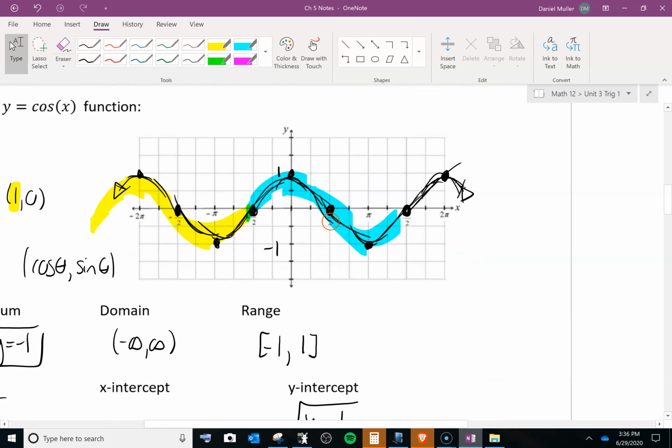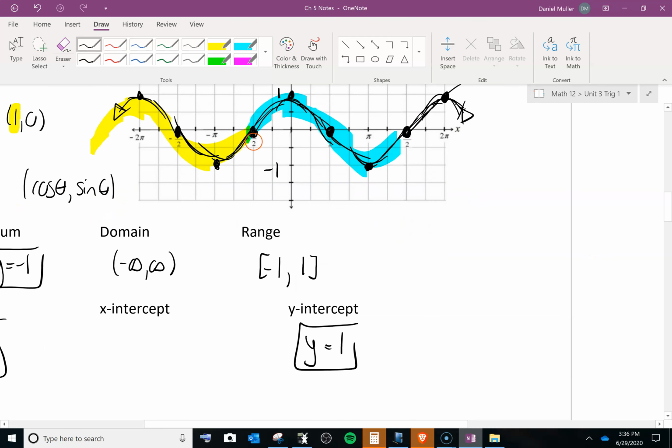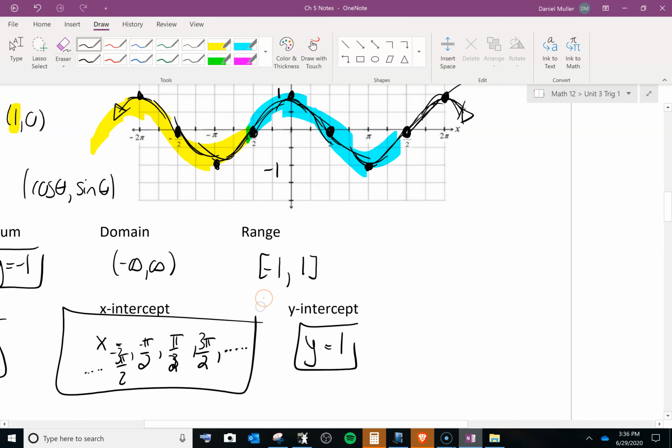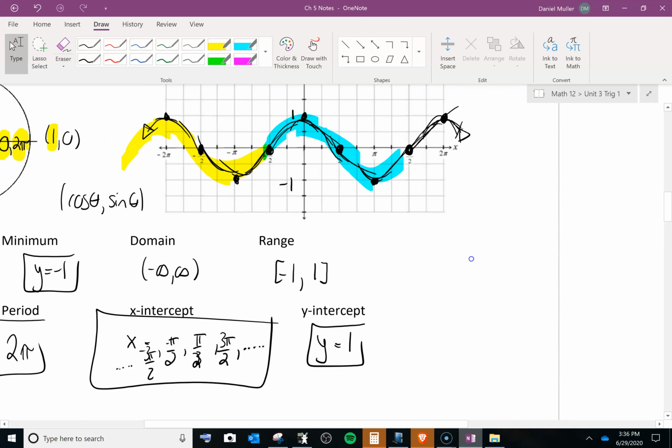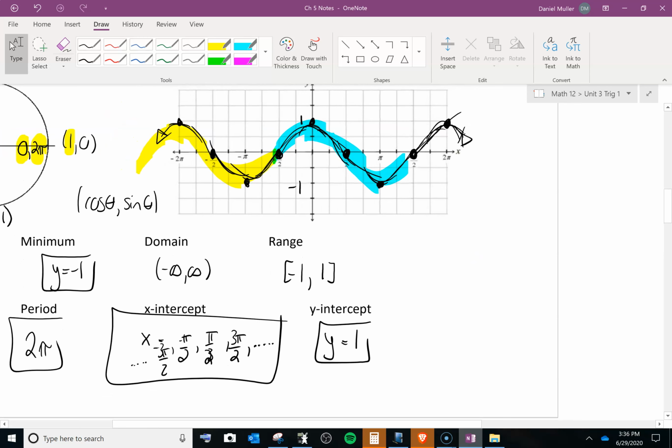X-intercept, well, it looks like it crosses here at, if you can see on your graph, pi over 2. And then 3 pi over 2. Over here to the left it's negative pi over 2, negative 3 pi over 2. So there's a bunch of them. So there's pi over 2, 3 pi over 2, and so on. And then here it's negative pi over 2, negative 3 pi over 2, and so on. So there's a lot of x-intercepts. There's an infinite number of them for both sine and cosine.